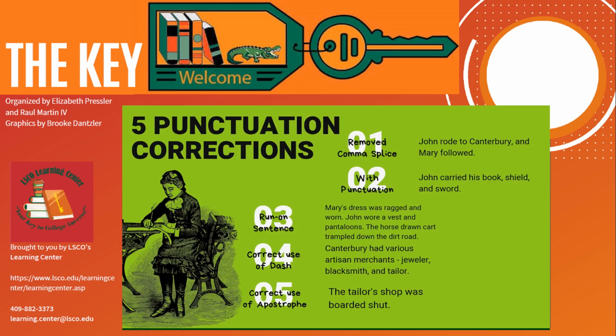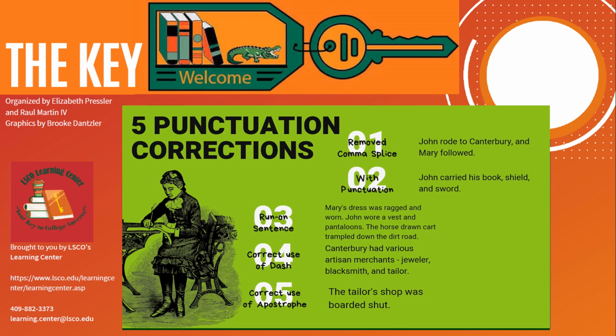Now, here are those sentences corrected. The first was fixed by adding a coordinating conjunction, "and." The second sentence needed to separate the items of a series, so we added a couple commas to show John isn't carrying a book shield. The run-on sentence required periods to separate independent clauses from one another.